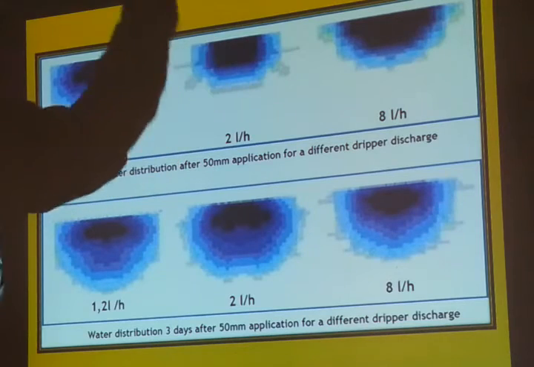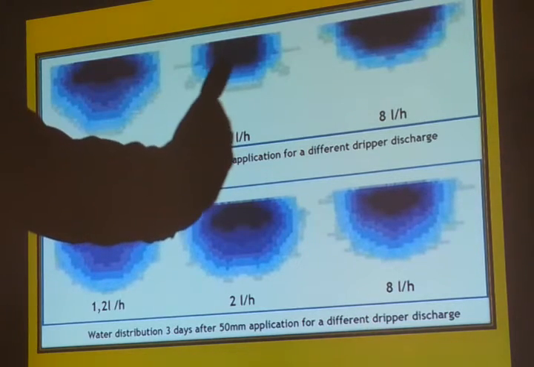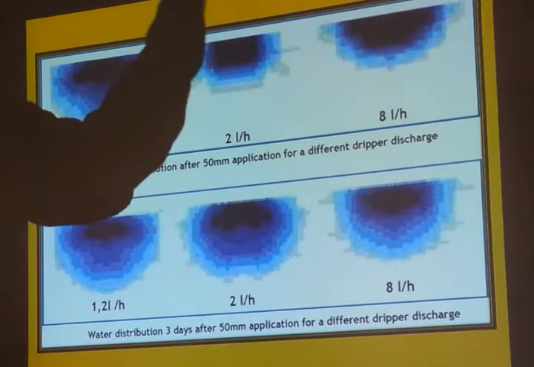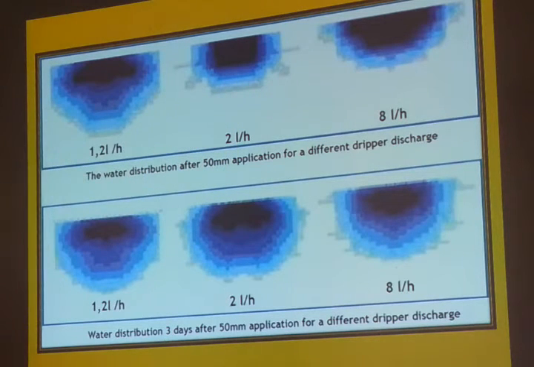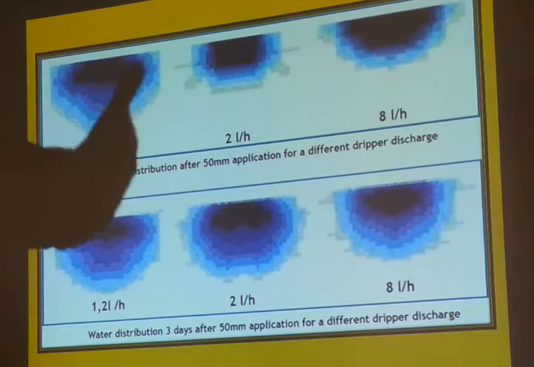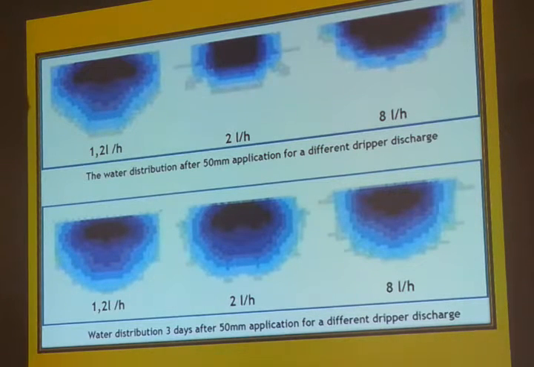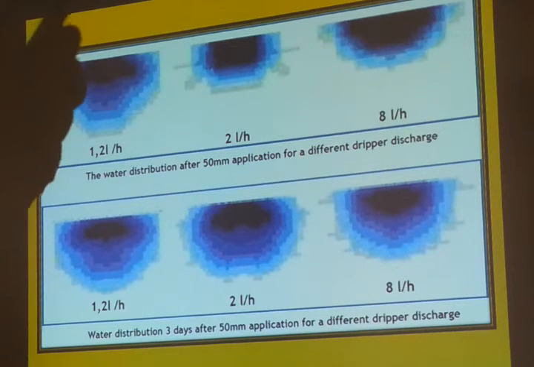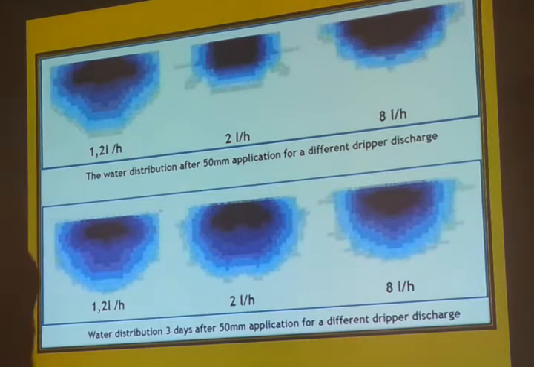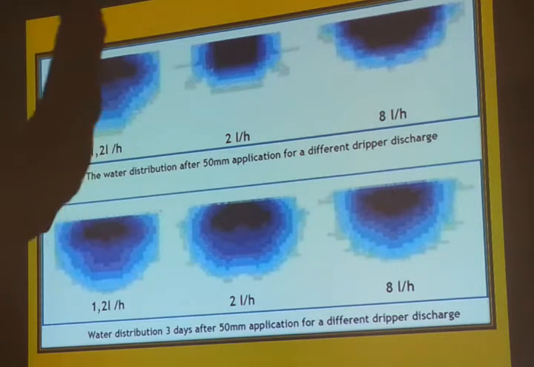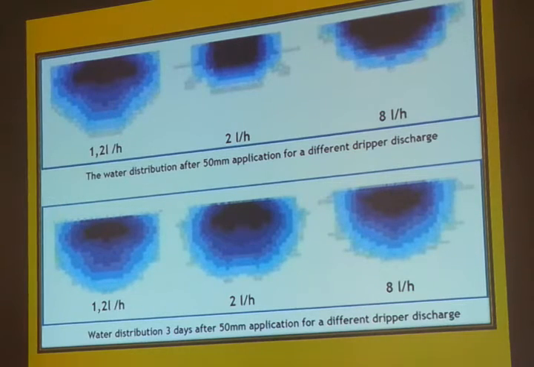I had 3 blocks next to each other. The one block I had 1.6 liter per hour drippers. The other blocks I had 4 liter per hour drippers. The block with 1.6 liter, I give exactly the same water as for the 4 liter per hour drippers, but a little more than double the time. Always, my production in the 1.6 liter per hour drippers was better than the other blocks.